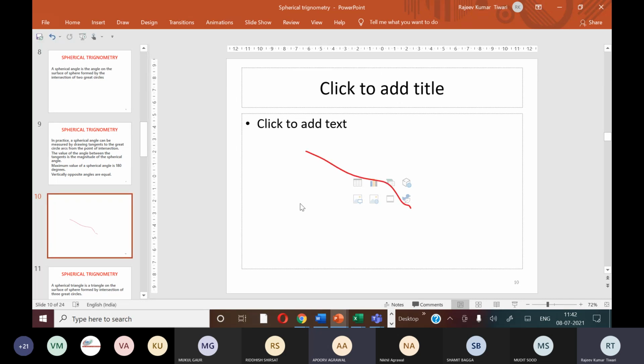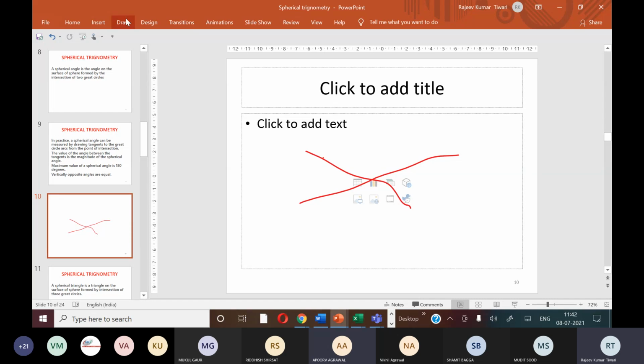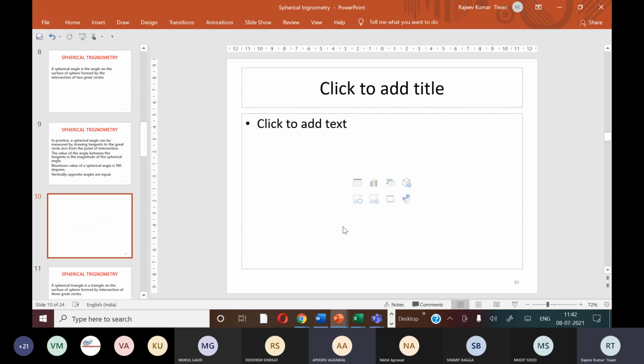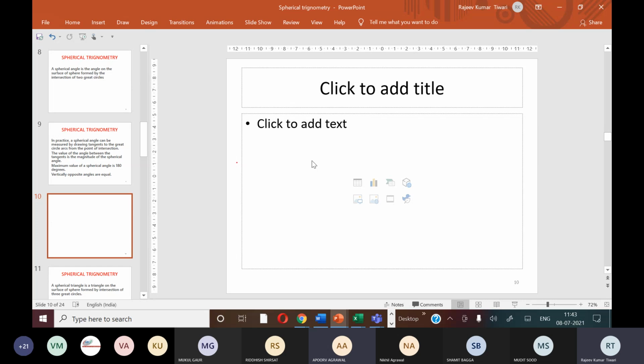Suppose this is one great circle, and this is the other great circle. So these vertically opposite angles are congruent. In plane geometry we have studied this too; these are congruent. Vertically opposite angles are congruent. Is it clear? We will use this basic thing.